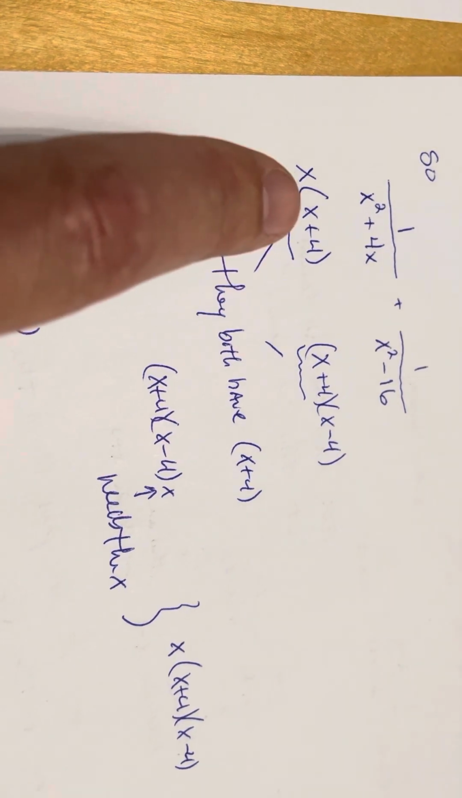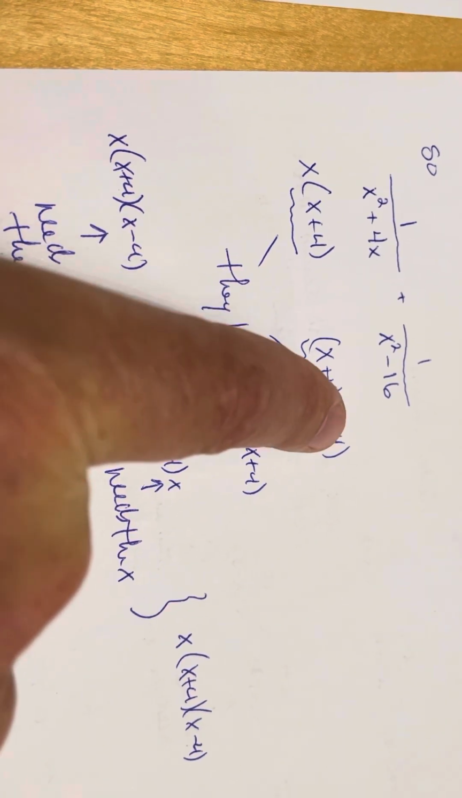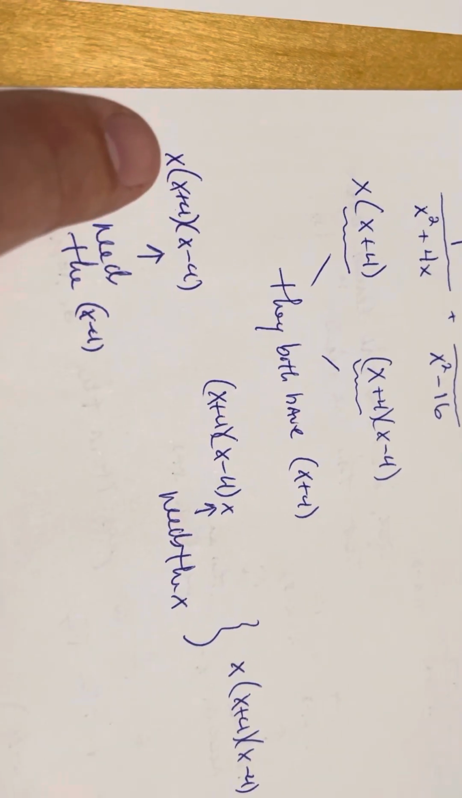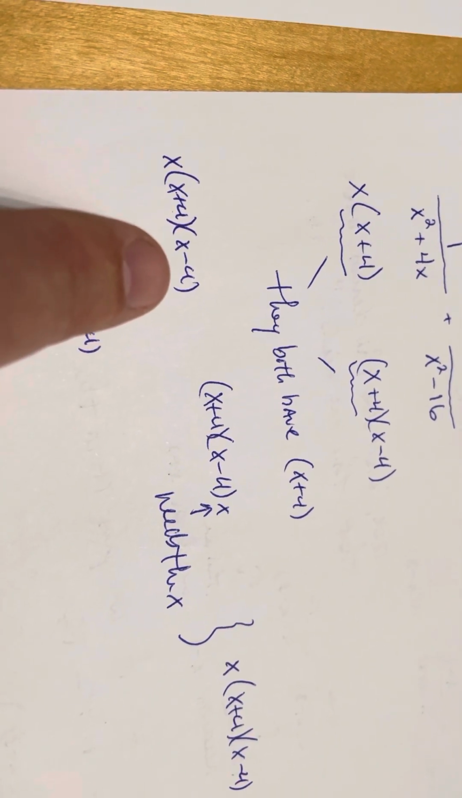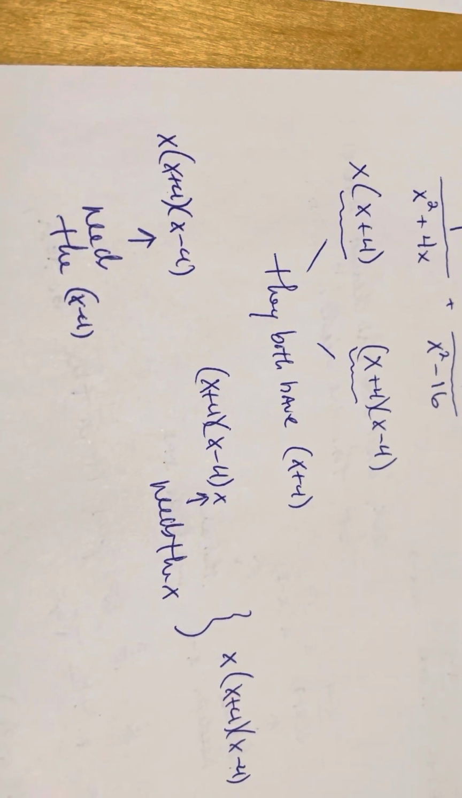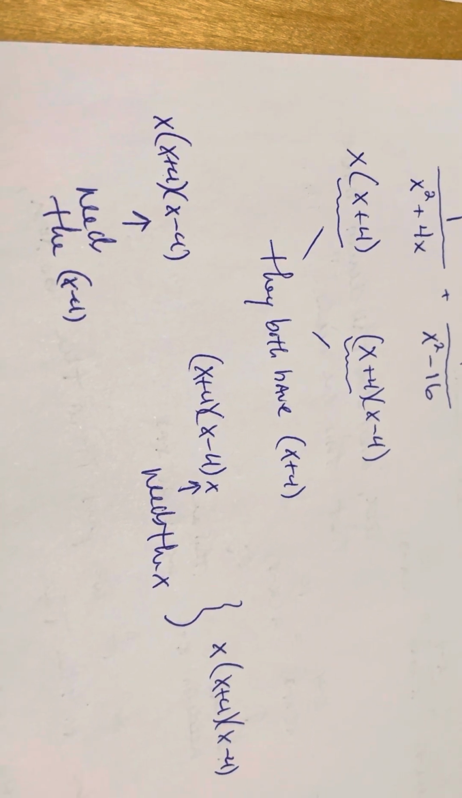Now, what does this denominator need that this one has? Well, it needs the x minus 4. So we end up with this x times x plus 4 times x minus 4. And again, I should say the quantity of x plus 4 and the quantity of x minus 4. And that's sort of the rationale as to where it comes from. I hope that makes sense.